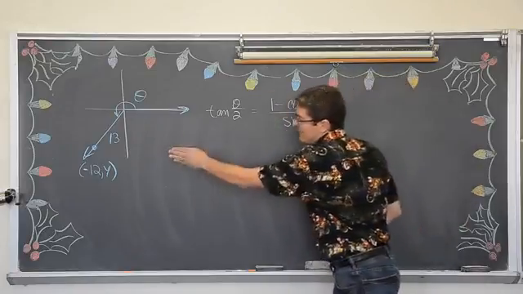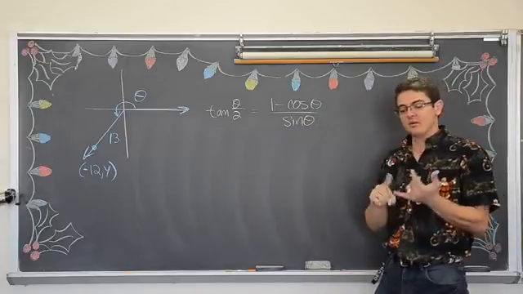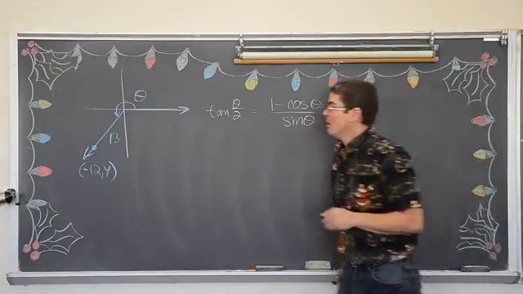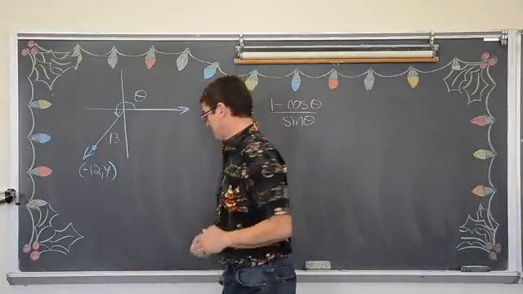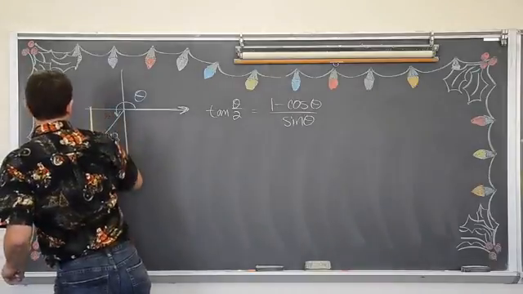So I need to take that information and find the cosine and sine of theta, which means I need to know x, y, and r. Well, I know r is 13. I'm going to come in here and set up a reference triangle.